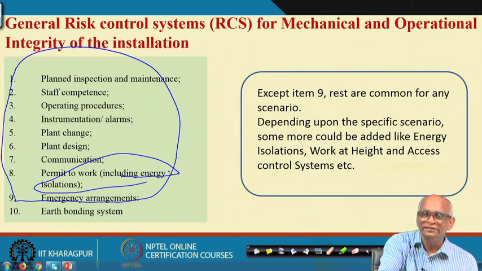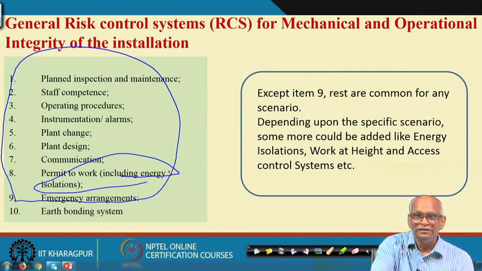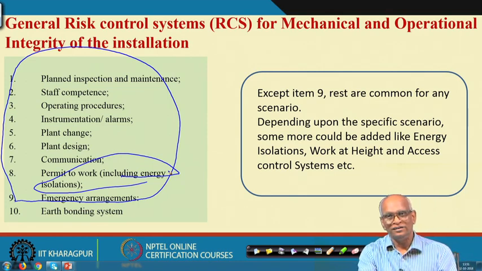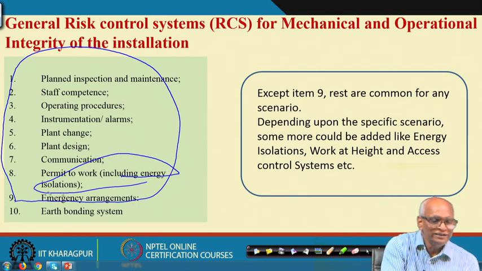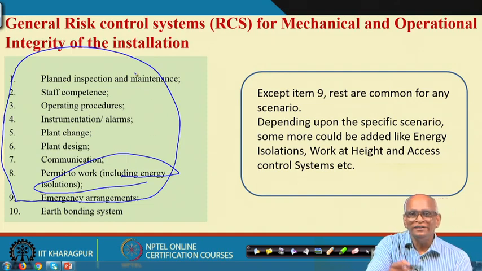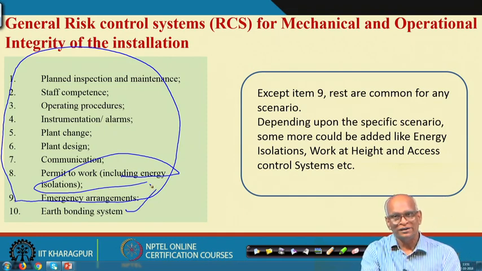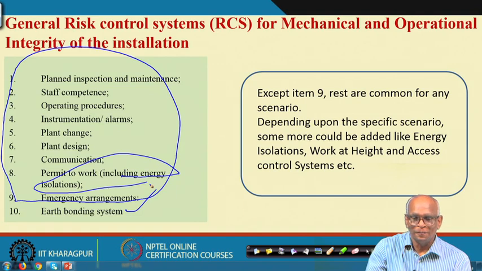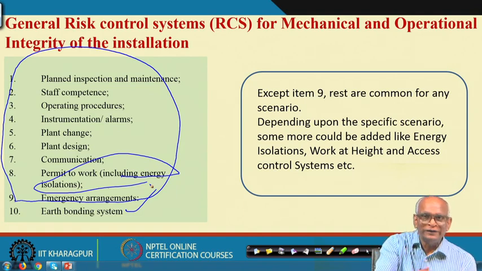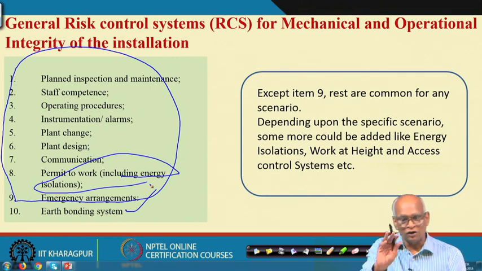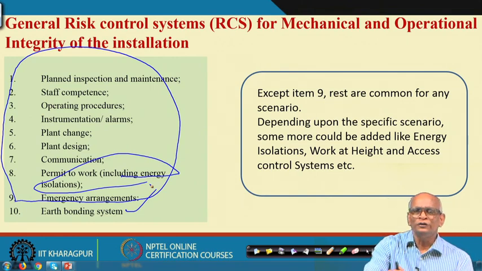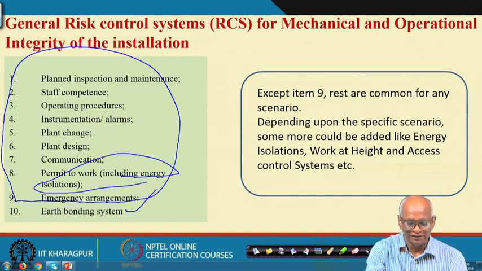So, energy isolation is one of the risk control systems. Emergency arrangements: if anything happens, the risk should be controlled. They are called emergency arrangements. So these 9 are almost common, but depending upon the site, you can add much more. For this site, we have added an earth bonding system. An earth bonding system will not be there for every site. Or if working at height is very important at a particular site, you can add working at height. So the 9 risk control systems are common for all, and 1, 2 or 3 you may add as per your site.